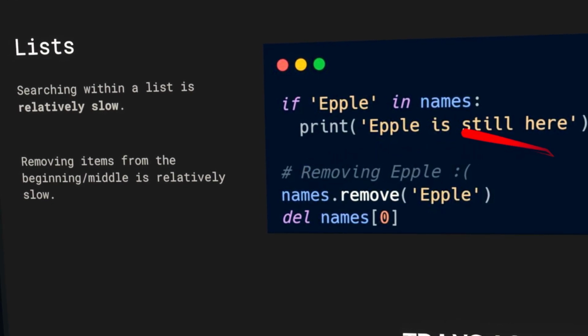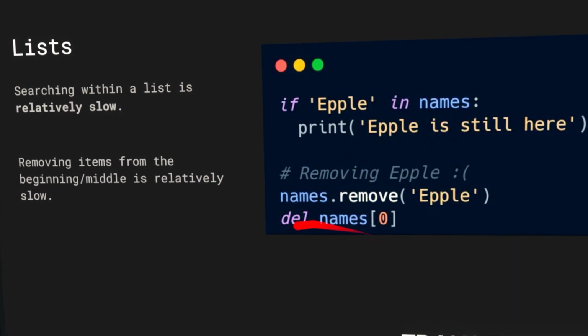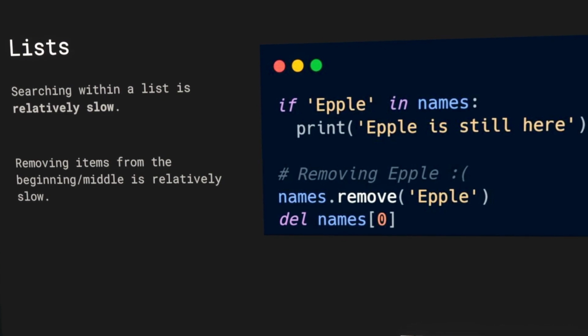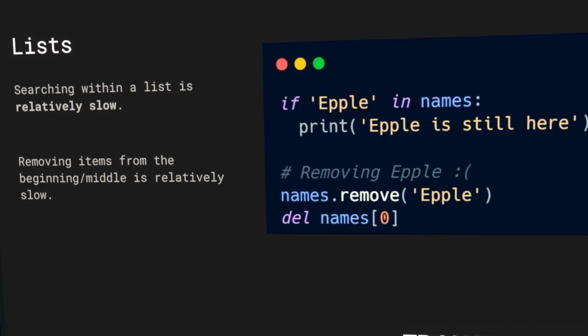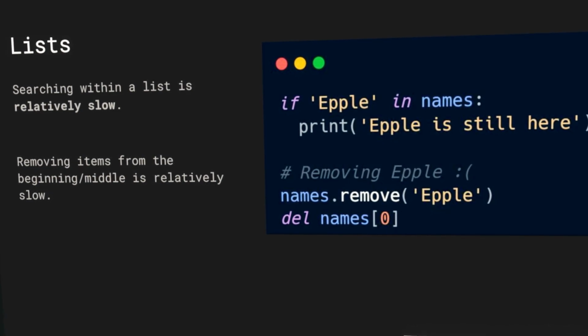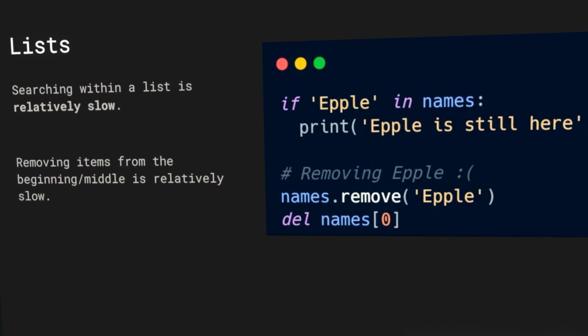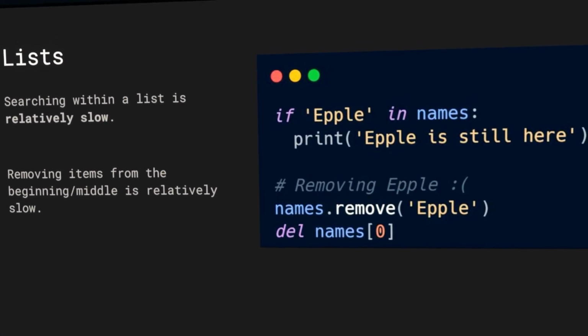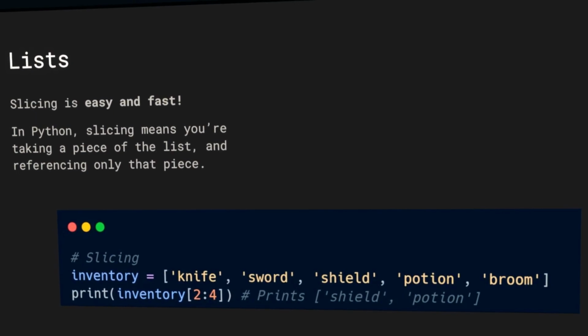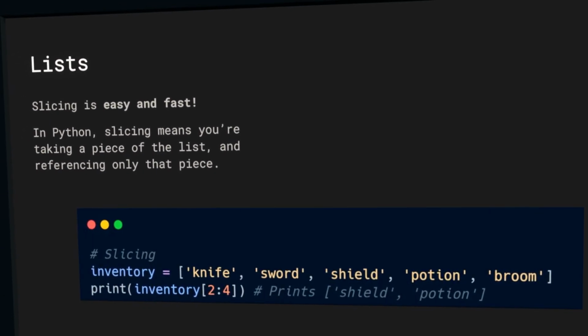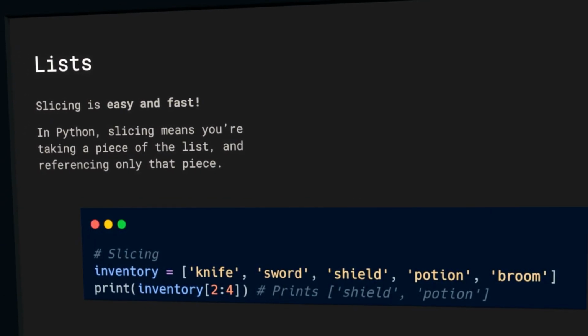Now, if we remove EPL and we are deleting an item at the beginning of the list, which we should probably not be doing, but showing it here for the purposes of showing that you can do it, using the delete keyword here, we can delete at that specific index. All right.